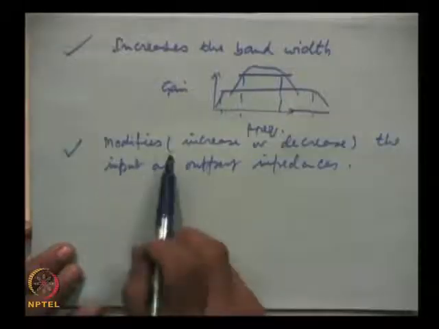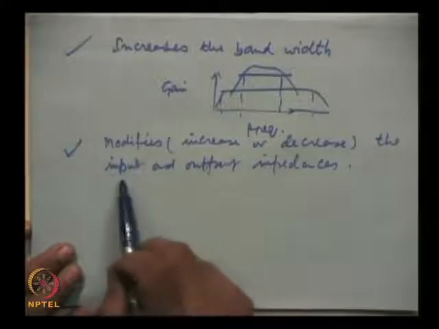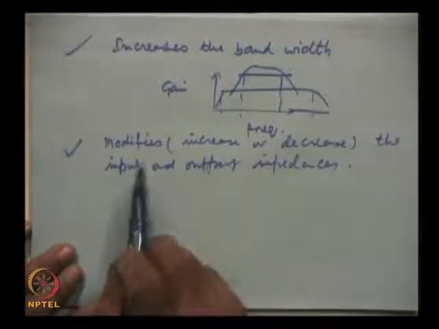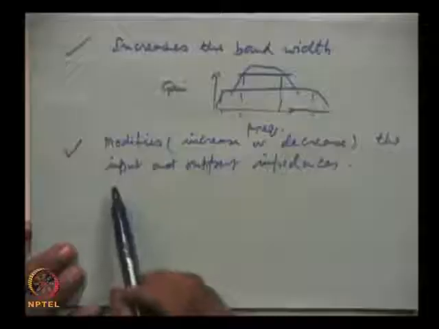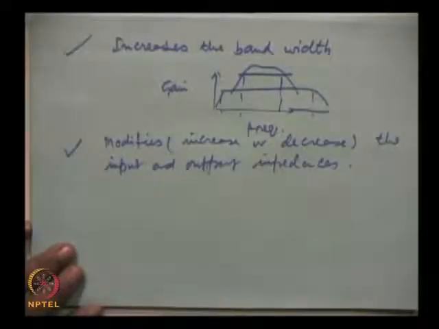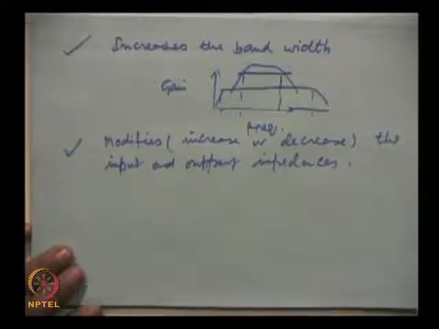Now how is it that negative feedback may increase or decrease, for example, the input impedance? Because negative feedbacks are also of several kinds. We will see that these are 4 kinds. So we can choose the proper configuration out of the 4 possible configurations for negative feedback, and that will decide whether the input and output impedances will increase or decrease. So these are the major modifications which negative feedback brings to the amplifier.